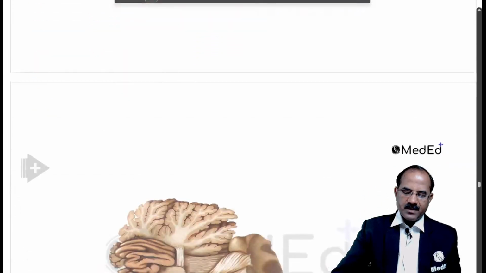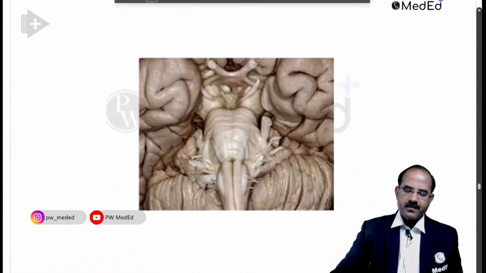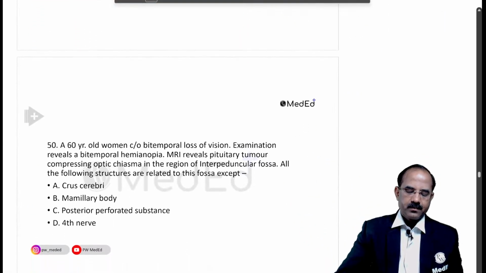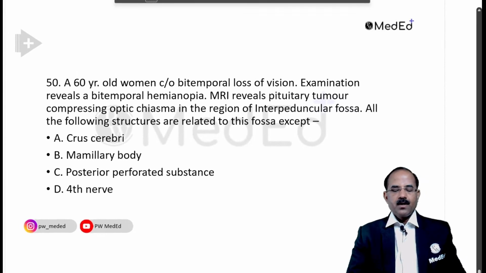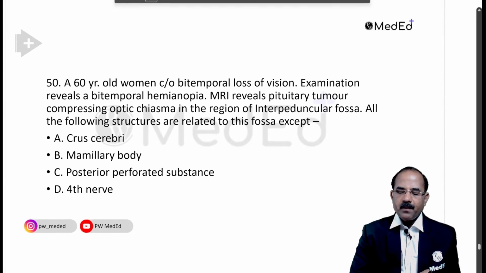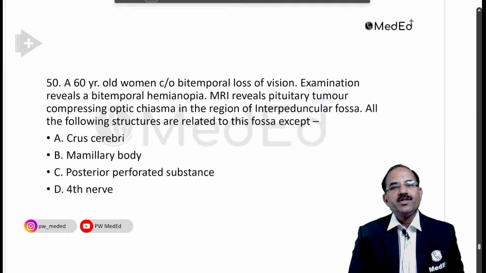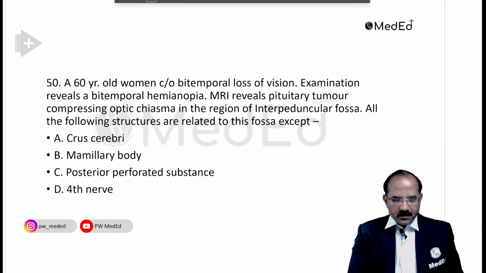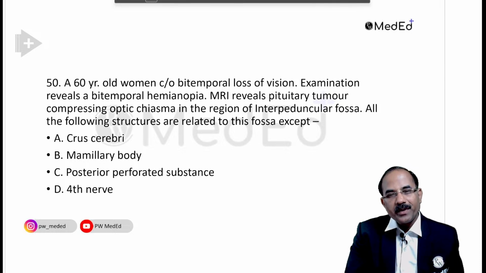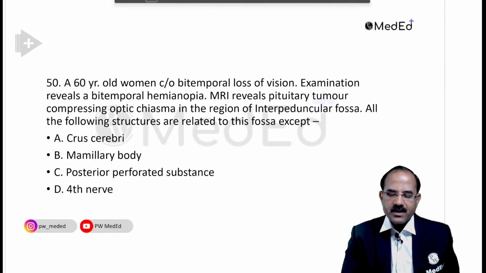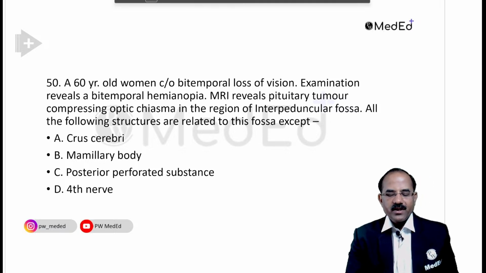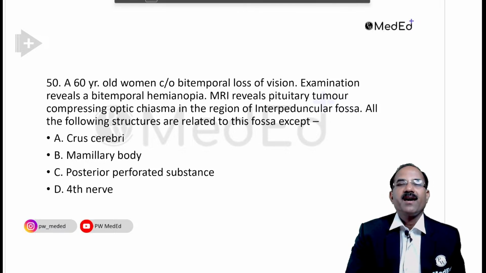Students, coming to the next MCQ. Here we go. Number 50. A 60 years old woman complains of bitemporal loss of vision. Examination reveals a bitemporal hemianopia. MRI reveals pituitary tumor compressing optic chiasma in the region of interpeduncular fossa. All the following structures are related to this fossa except.